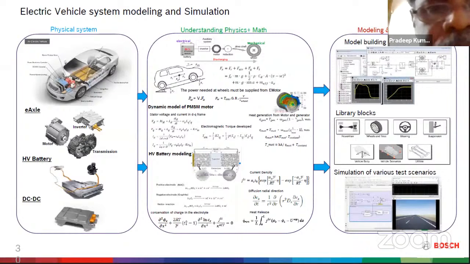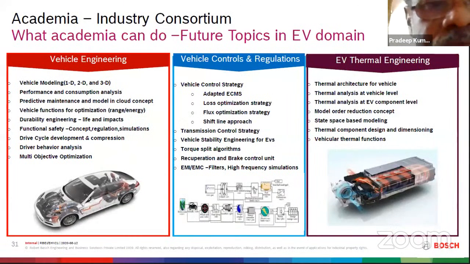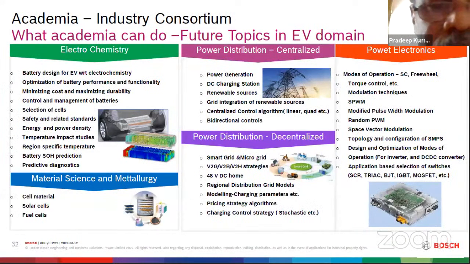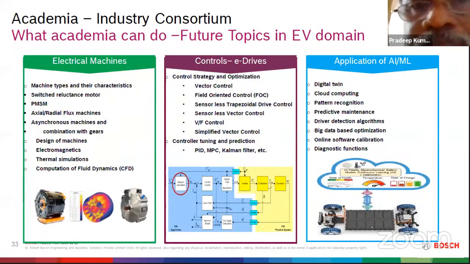So you have a mathematical model for each of these components put together, showing how the vehicle is working. So these are all the research areas. You can have a lot of work done in academia regarding vehicle engineering, vehicle control, thermal systems, electrochemistry, material science, power distribution, decentralized power, smart grid, power electronics, electrical machines, e-drives, and then machine learning and artificial intelligence, and how you can use this technology in EVs.